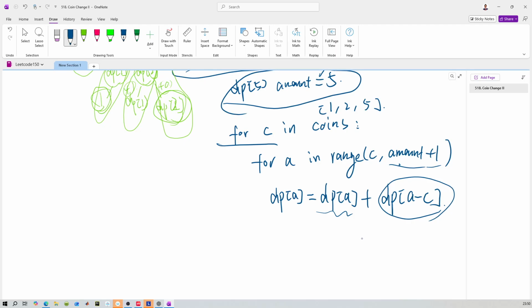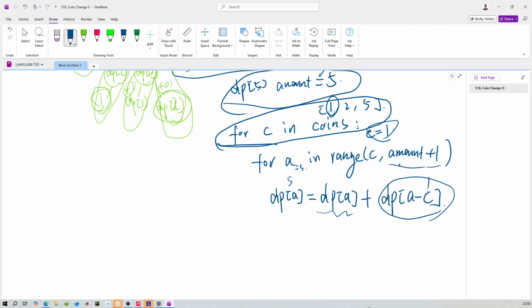But the subtle difference here, by putting the for loop of coins above, is that it implicitly defines the sequence. So you will only use 1 the first time when this iteration starts. When c equals 1, it will calculate the impact of c being 1 here, and then c will never be 1 again, for a equals 5, for example.